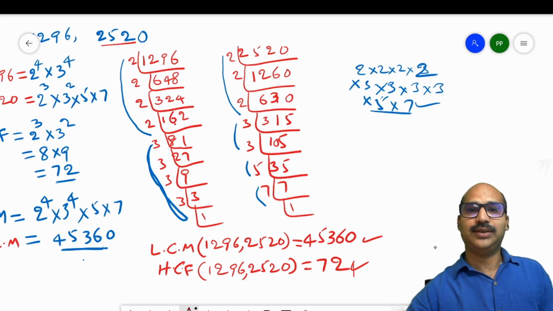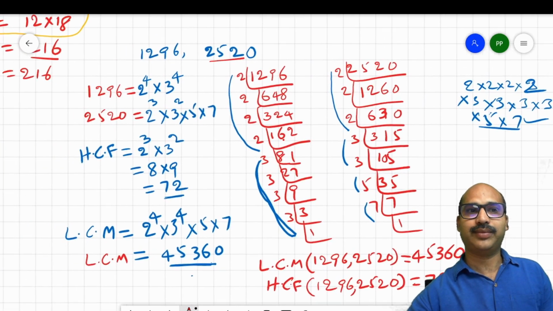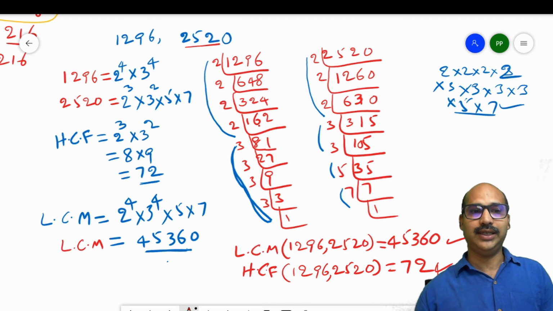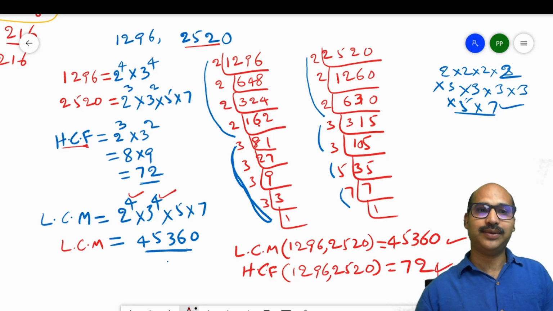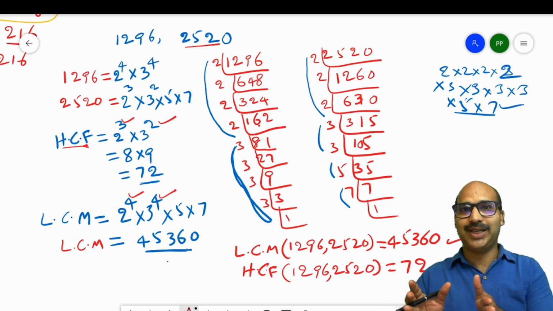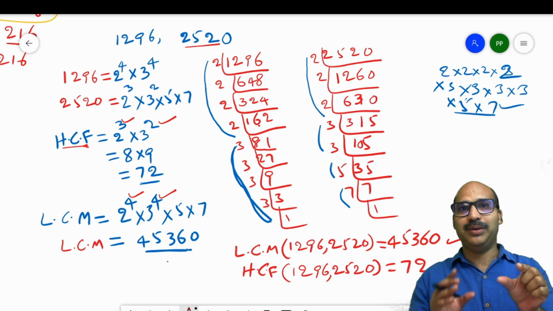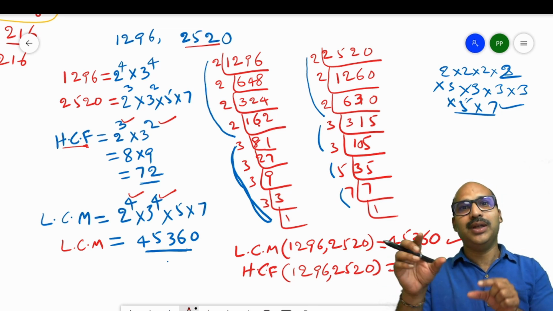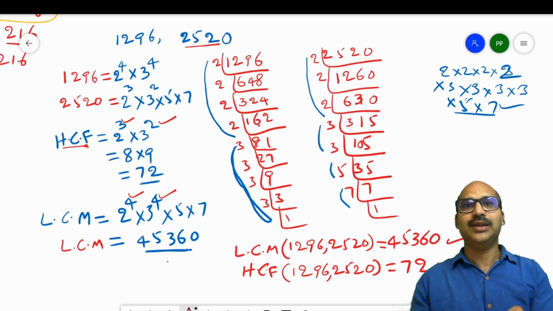We understand that to get the LCM, we have to consider the maximum power, and to get the HCF, we have to consider the minimum power. Fundamental theorem of arithmetic: what does it say? A composite number is equal to a product of primes. So one number is equal to a product of primes. We have to do factorization. By factorization, we can calculate the LCM and HCF. This is how we can get LCM and HCF by using the fundamental theorem of arithmetic.